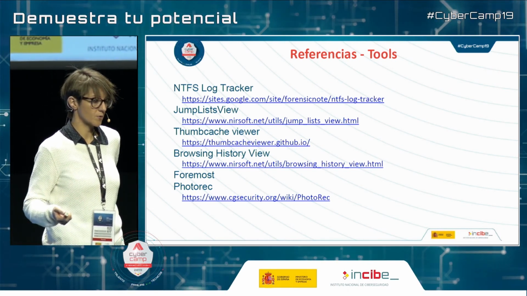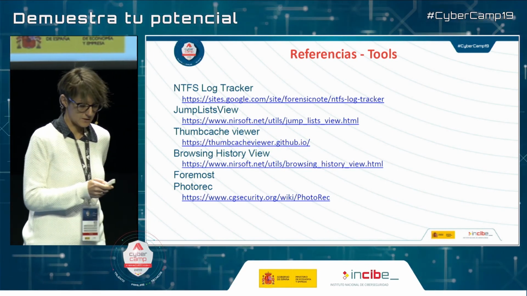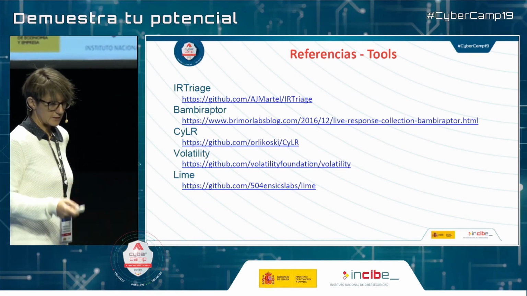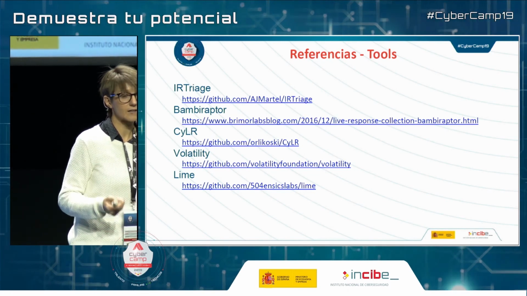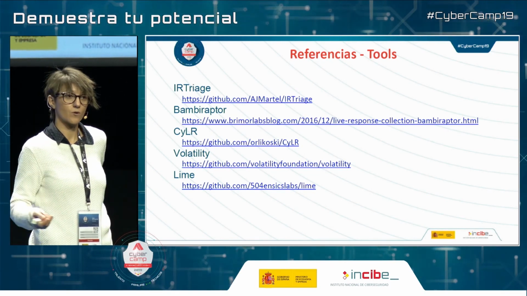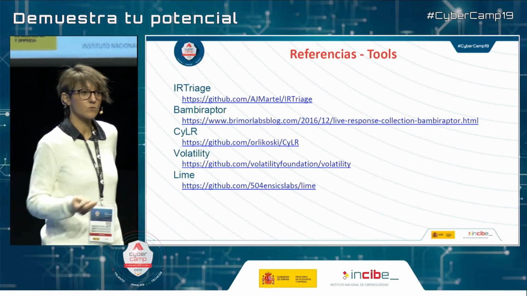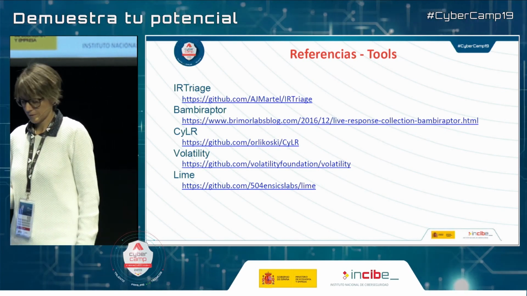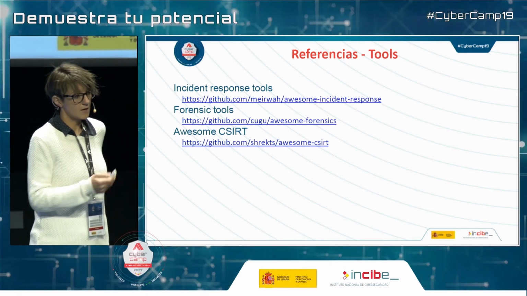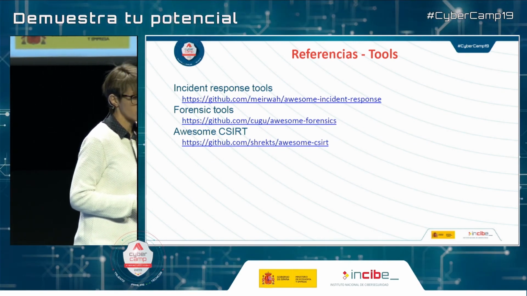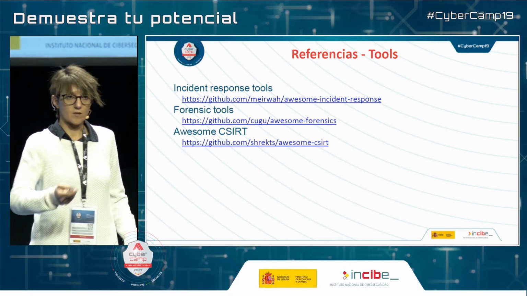We also have carving tools such as Foremost and PhotoRec and Scalpel. That's not on here actually. IR triage for doing the triage on a system. BAM by Raptor, CyLR, Volatility. We haven't talked about Linux systems today, but we need LiME for that in that particular case with Linux. And then a number of tools in GitHub. There are some interesting repositories. We have all of these tools.